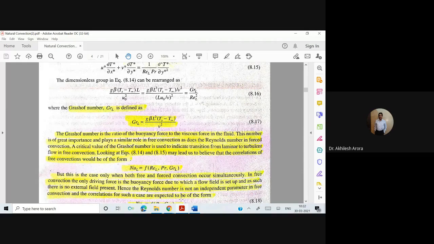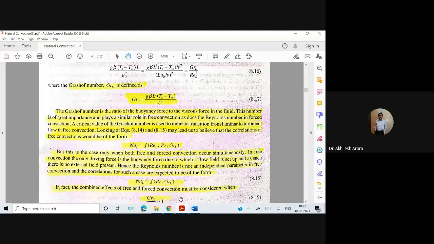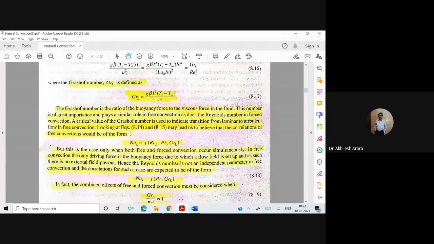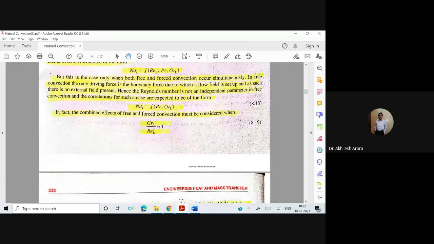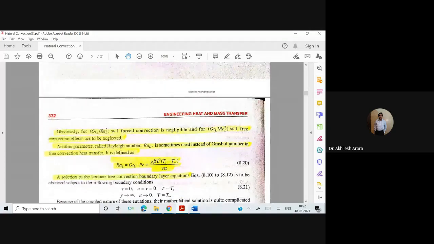Then we discussed that if the Nusselt number is a function of Reynolds number, Prandtl number, and Grashof number, it means it's a combined phenomenon of forced and free convection. And if Nusselt number is only a function of Prandtl and Grashof number, then it's a case of free convection. And then we discussed Grashof number by Reynolds number square equal to approximately 1, in which case both forced and free convection are considered. And then the other two cases we have discussed.